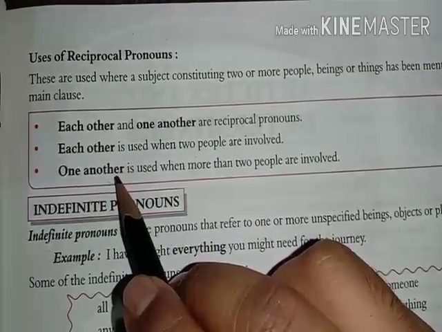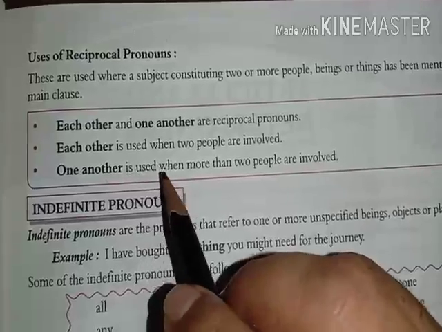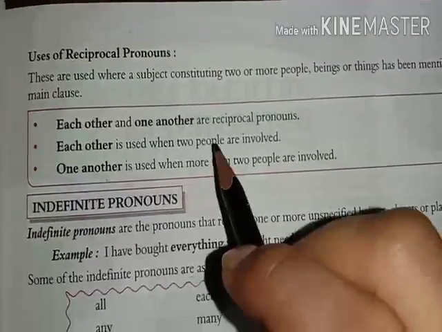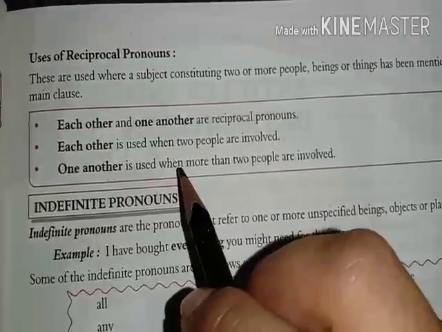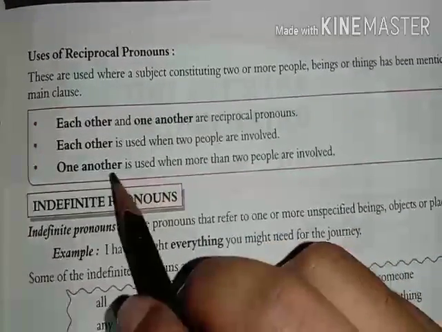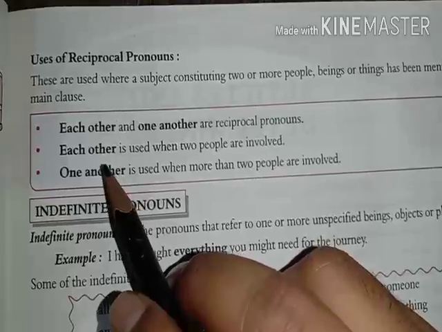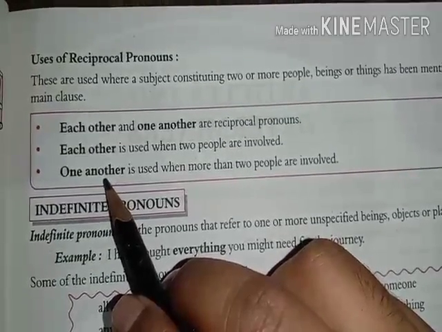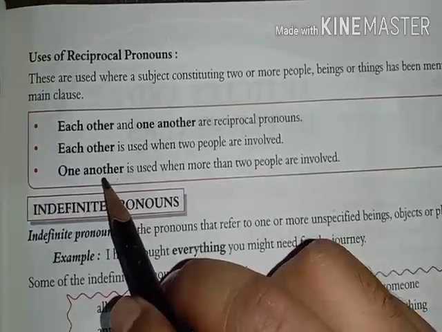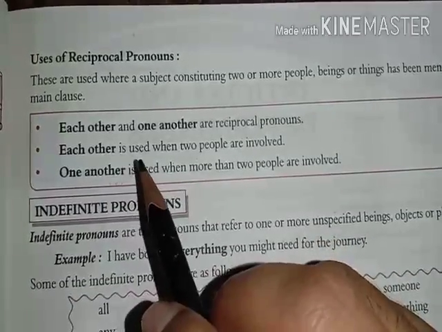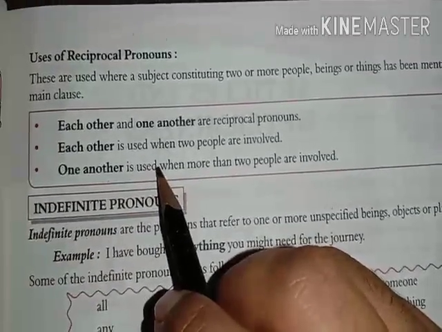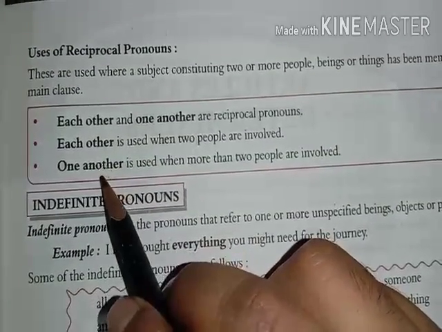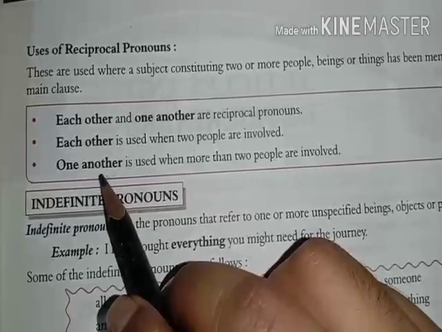I am talking to my students and they are talking to one another. So there are many students, so I have used one another. I have scolded my students because they both were talking to each other. So there are two students, so each other is used, and when more students are there, one another is used.